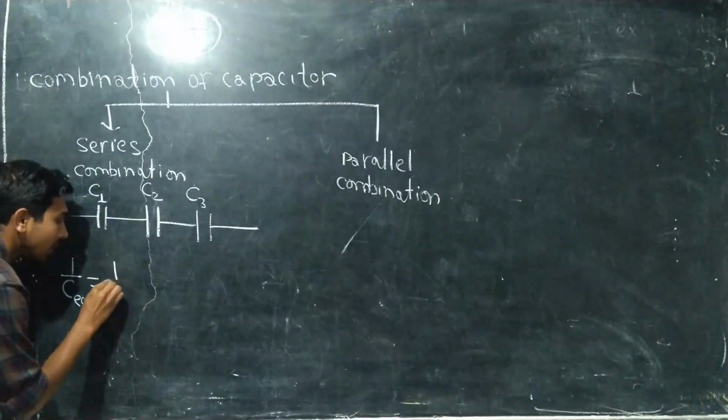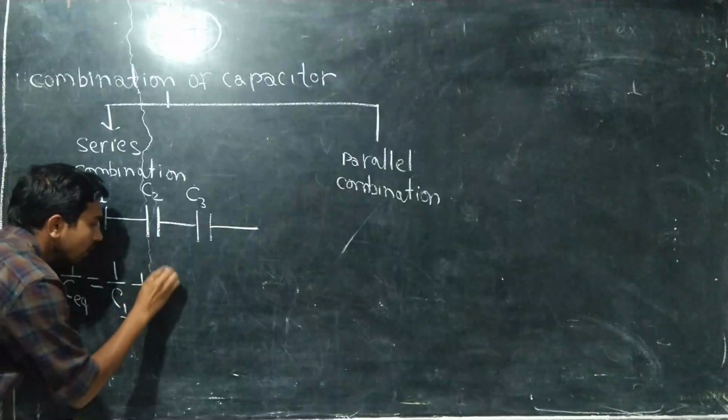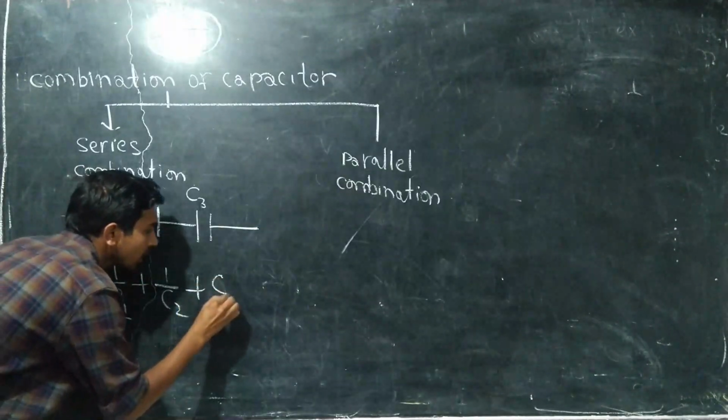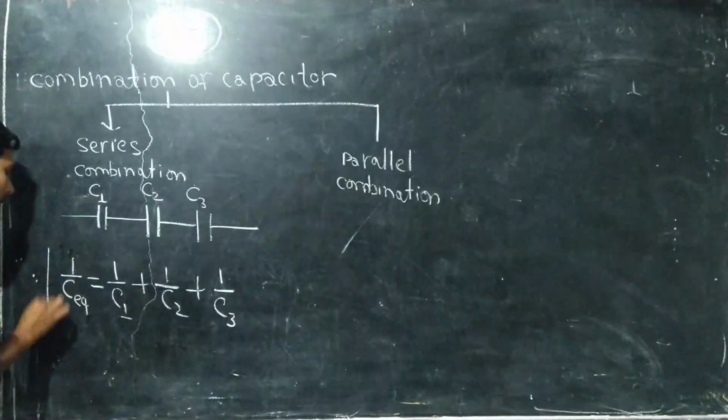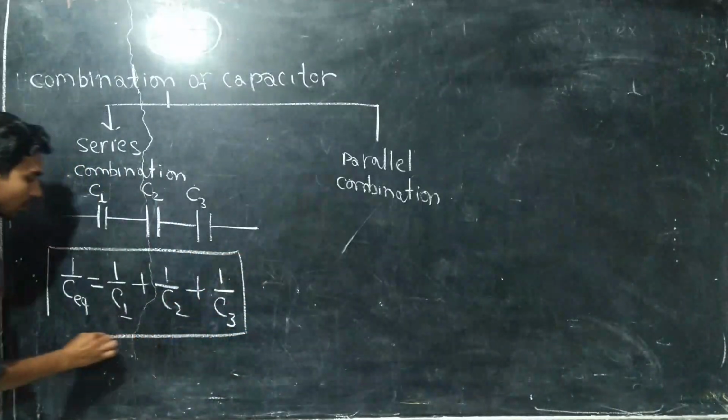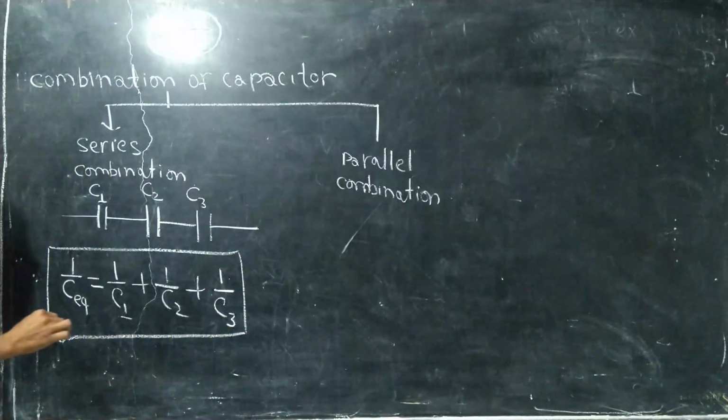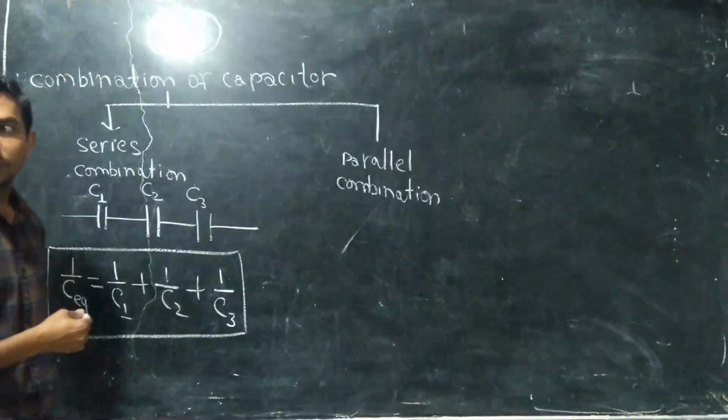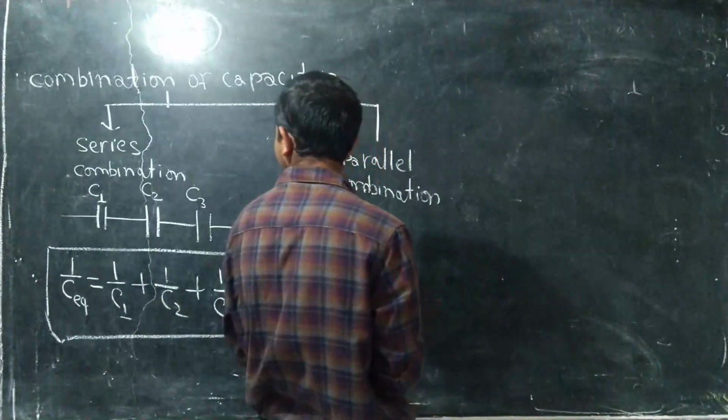And that equivalent will be how much? 1 by C1 plus 1 by C2 plus 1 by C3. So this is the formula to calculate the equivalent capacitance of a series combination, right? Okay. So similarly we can write for parallel also.